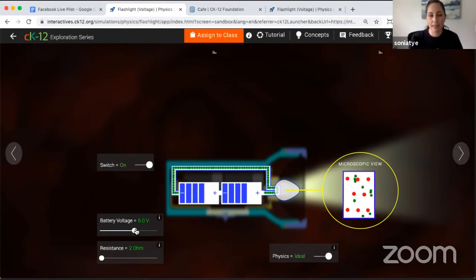Let's try one more time. Increase to 9 volts. A 9-volt battery is kind of like the ones you put in your smoke alarm. So here, at 9 volts, I see that the current's really flowing through. So I'm going to make the conclusion that as we increase the voltage, we increase the current. And that's a really important conclusion.